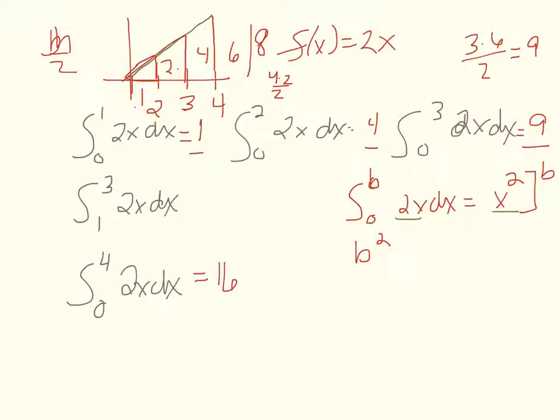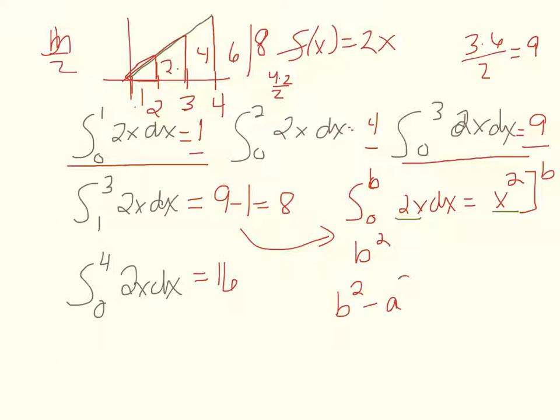All right, so taking a look here, from 1 to 3, wouldn't that just be what we got for the area for 3, minus the area we got from 0 to 1, because 1 to 3 means 0 to 3 minus 0 to 1. So it would be 9 minus 1, which would equal 8. And if we use that idea with this, that's just saying that we would have b squared minus a squared, which would equal 9 minus 1, or 8.